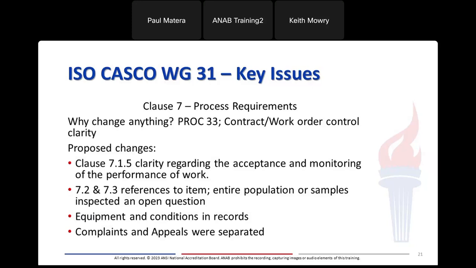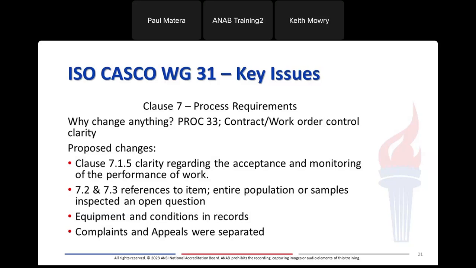So I've got a couple things on the slide here. 7.1.5, clarity regarding acceptance and monitoring of the performance of work. So we had a lot of information around contract review and things like that, but there was not a lot of language about, okay, you have the project now. Does anyone monitor the performance of the work during the whole project? And not just the performance of who you're inspecting, but the performance of the inspection body to stay within the lines of what they're supposed to be doing. So we added some clarity about that in 7.1.5. Basically rewrote that whole clause.